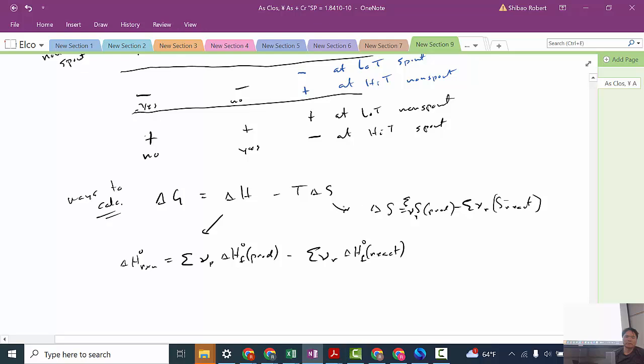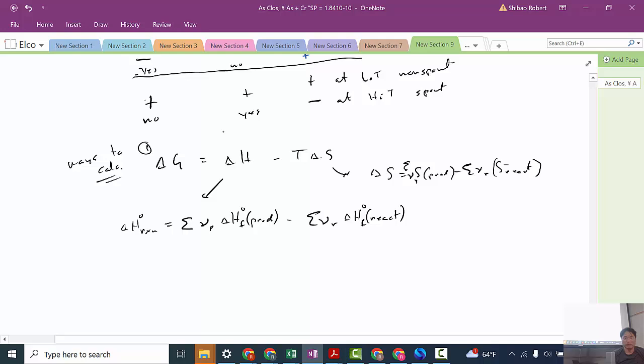The easiest. So this is 1. However, this is not the easiest way. The easiest way is we use Hess's law. Hess's law works for energy. Wait, what's that symbol after the sum symbol? Looks like VP. It's nu, N-U, which is the number of moles.